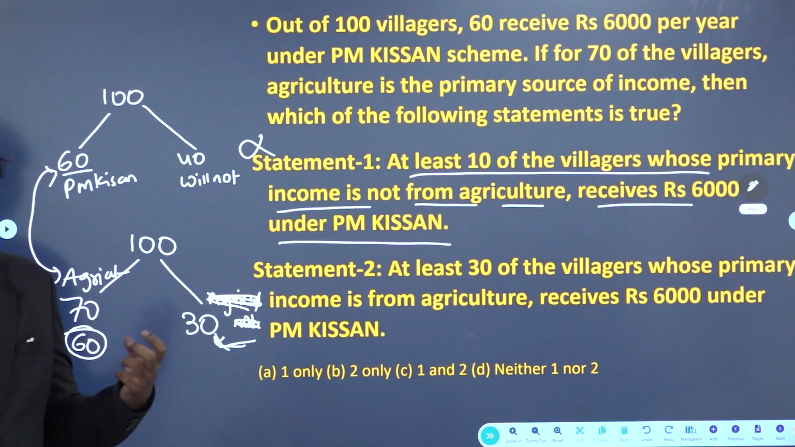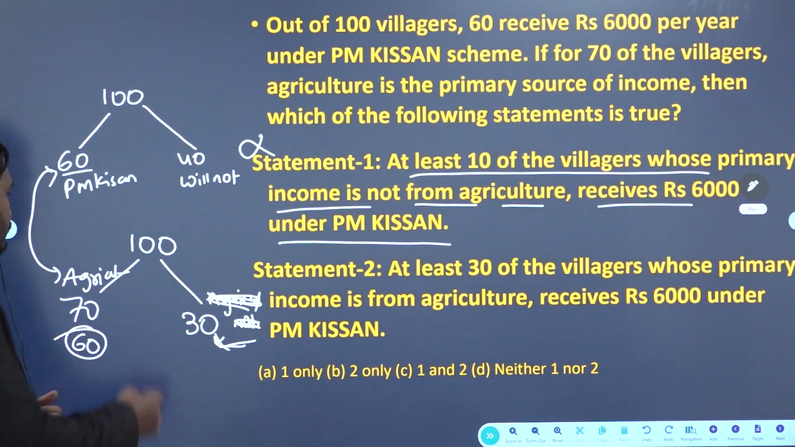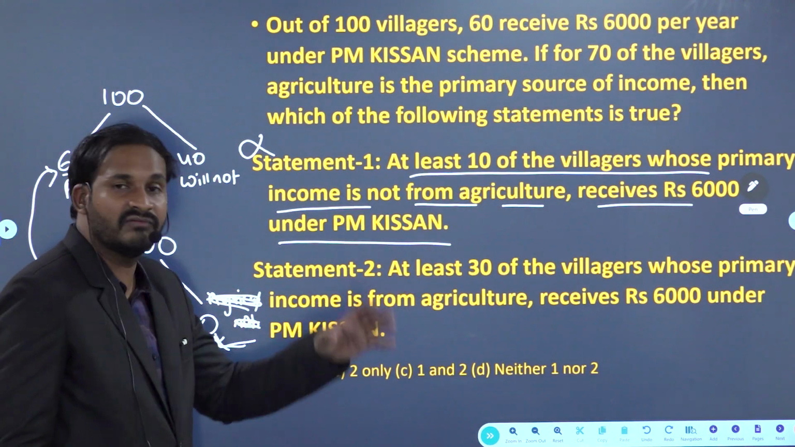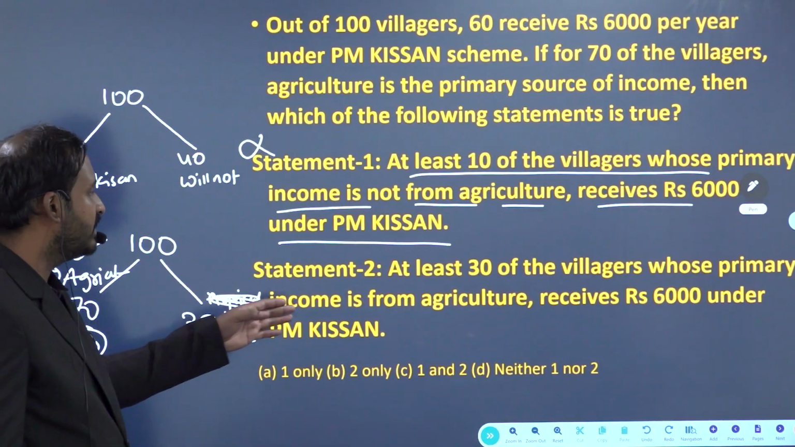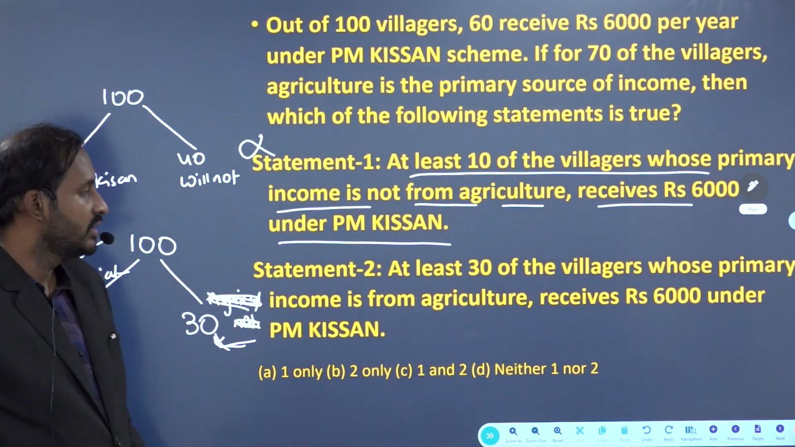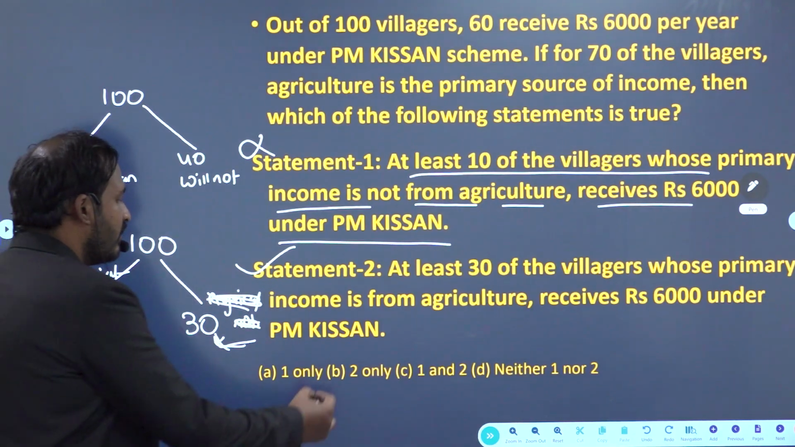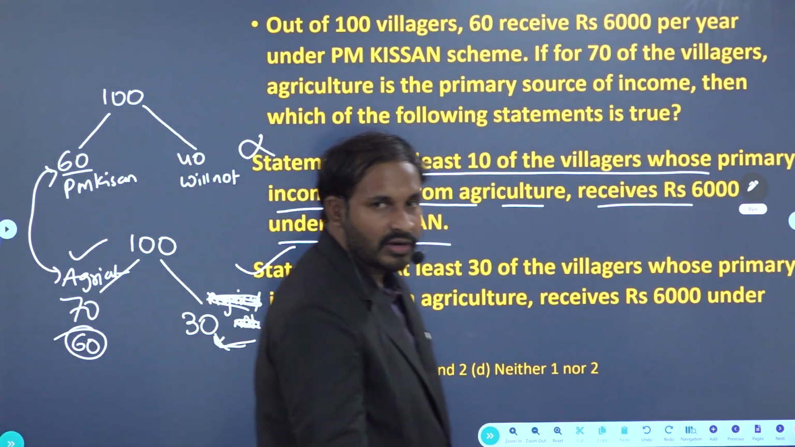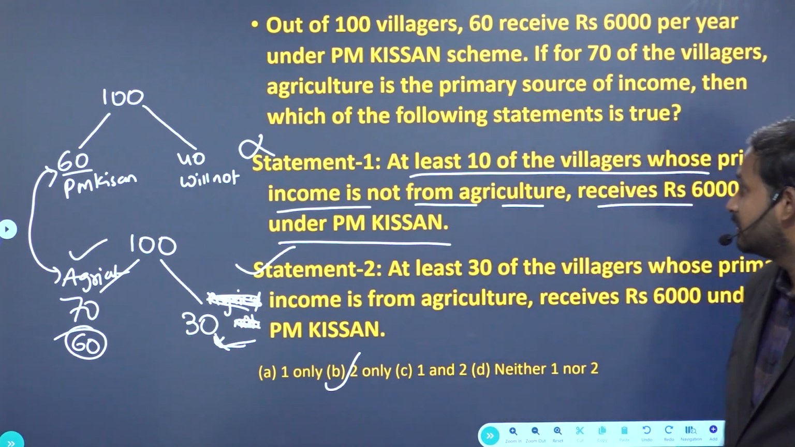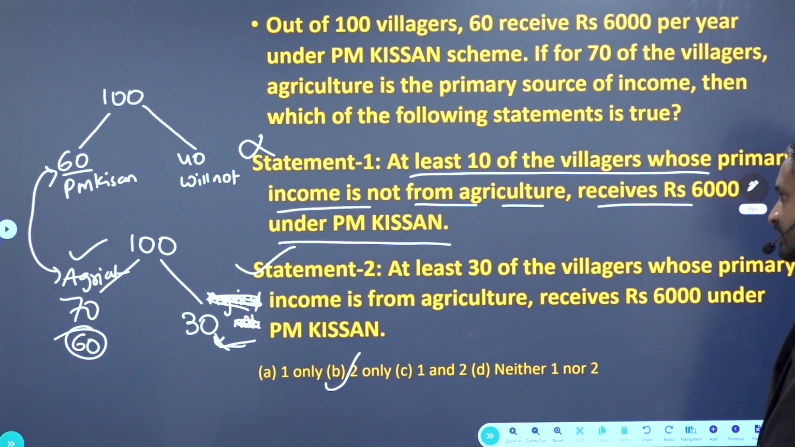Those 30 should be from whom? Those 30 should be from the agricultural background. Because of that reason, at least 30 of the villagers whose primary income is from agriculture receive rupees 6,000 under PM Kisan. That is correct. So here our answer is 2 only. Second one only is correct for us here.